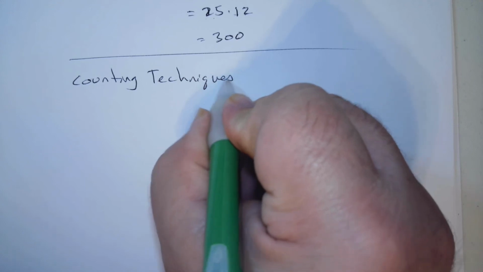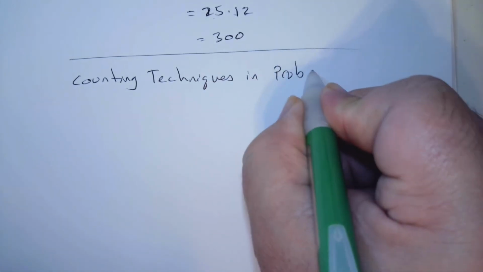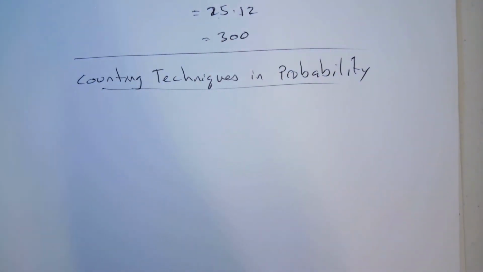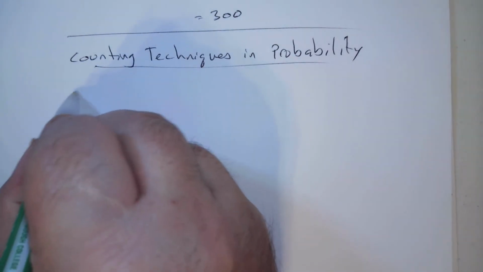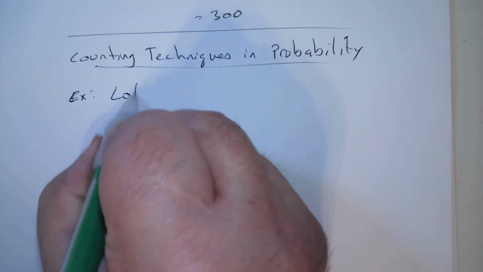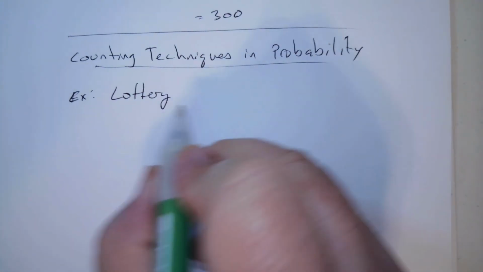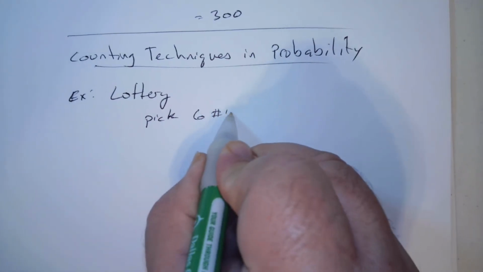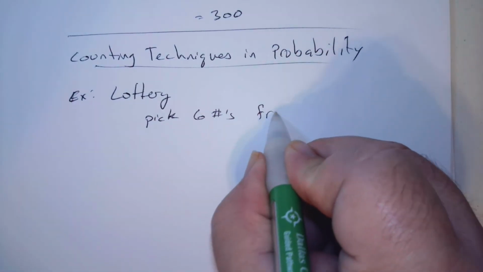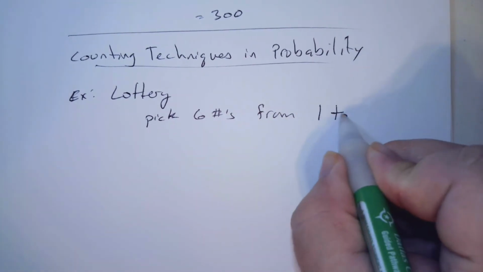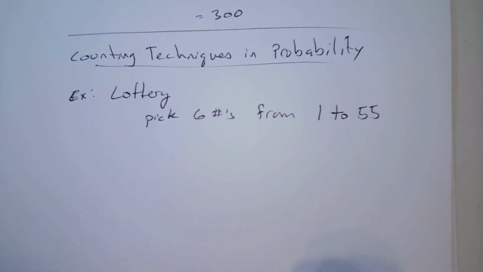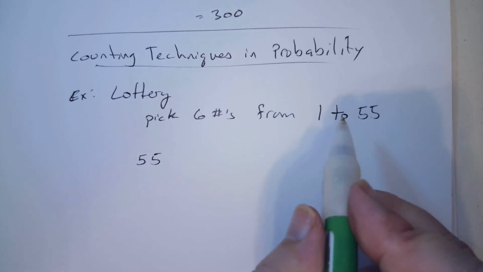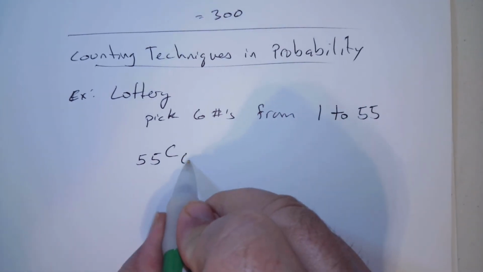Counting techniques in probability. Let's look at the lottery. To win the lottery, you have to pick 6 numbers from 1 to 55. So it's 55. And is order important how you pick them? Nope. So it's combination.